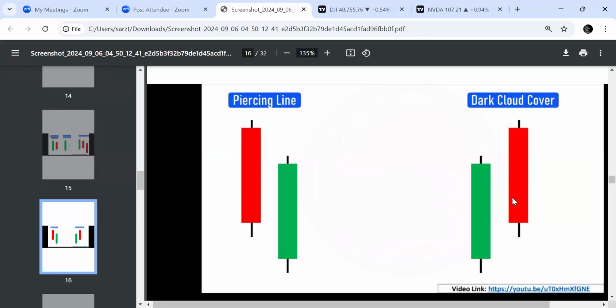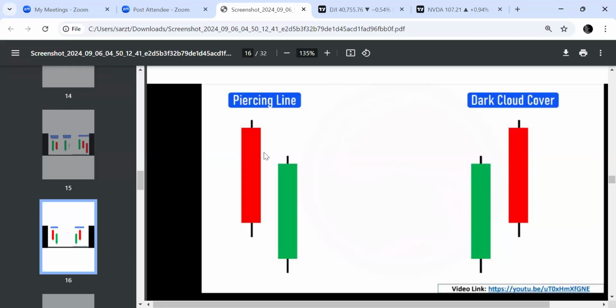By the end of the day, if the price closes 50% below the midpoint of the previous green candle's body, it forms a dark cloud cover pattern. This pattern indicates that although buyers initially seemed to control the market, the subsequent selling pressure has been strong enough to push the price below the previous day's candle. So again, just by looking at this, we cannot enter a trade, and we will wait for confirmation.